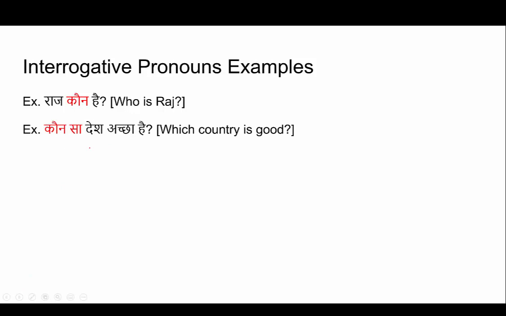Kaun sa desh acha hai? Which country is good? Now to determine whether we use sa, se, or si, we have to look at the succeeding noun, which is desh. Desh is a masculine noun. And because we're not saying countries, we're only saying country, it is singular in this case. So therefore, we'd say kaun sa desh. We would not say kaun se desh, and we would not say kaun si desh.